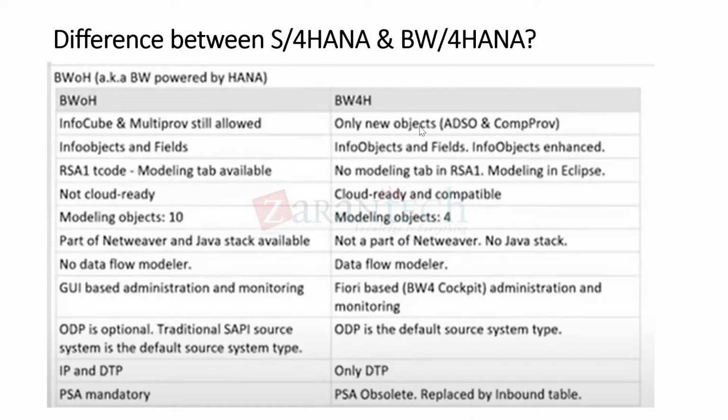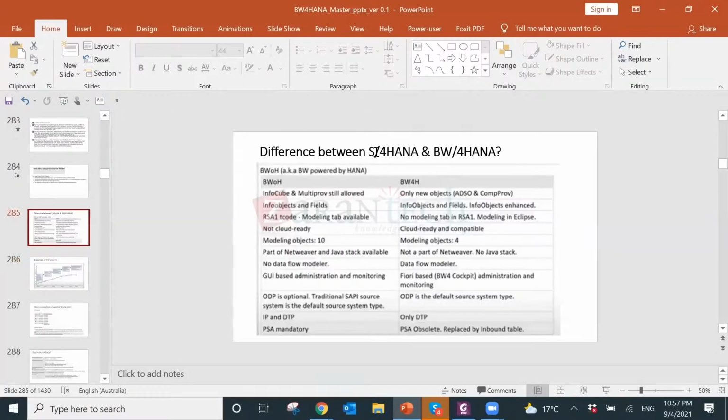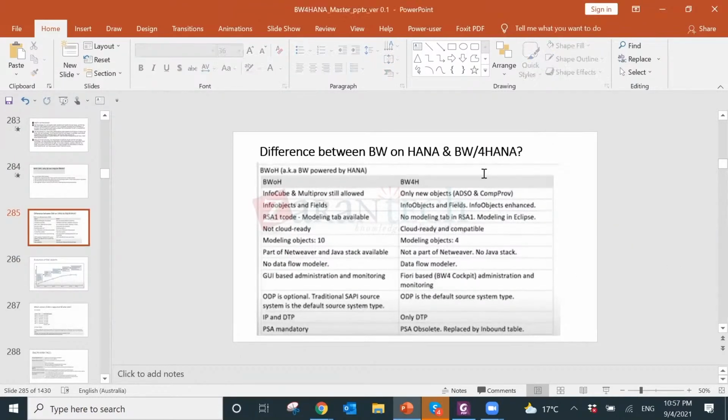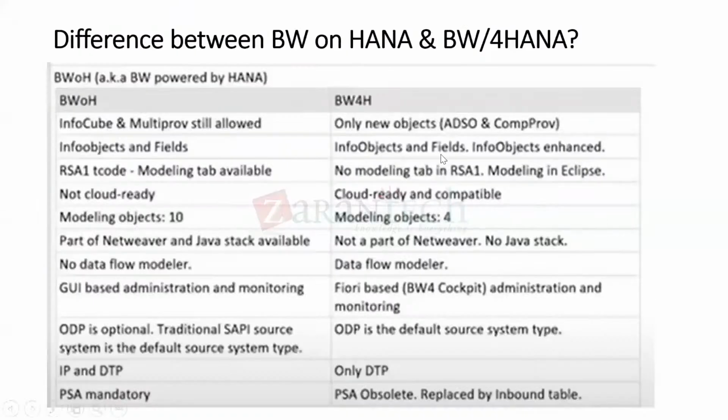Sorry about my slide deck. I think accidentally I wrote S4 HANA. It's wrong. It is BW on HANA. So in this slide, I am referring to the previous version of BW, which was on HANA database.